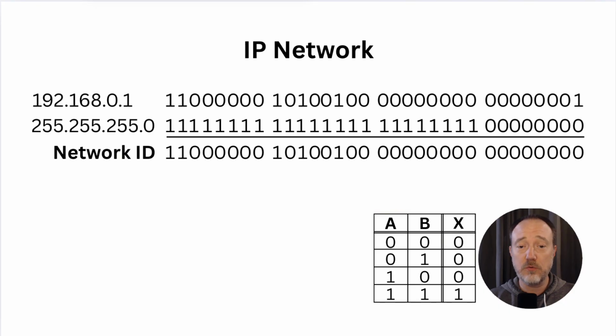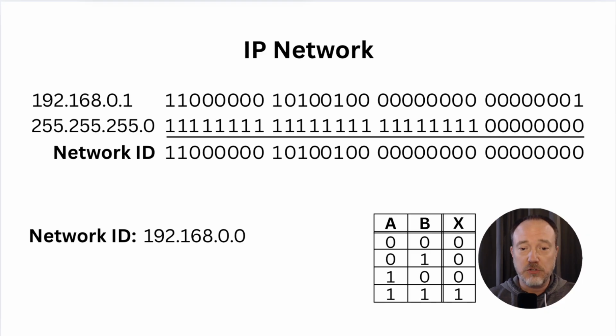When we do the conversion from binary to decimal, our network ID should be 192.168.0.0. So that identifies the network that this endpoint with an IP address of 192.168.0.1 and a subnet mask of 255.255.255.0 is a part of.